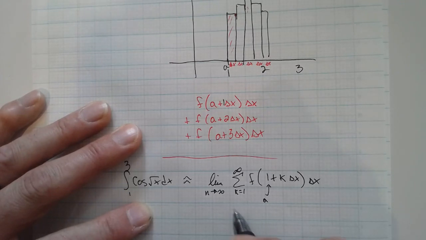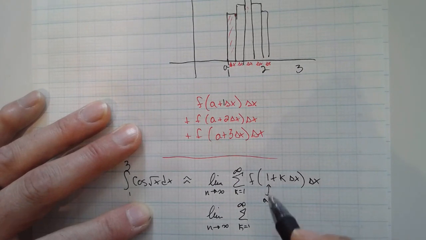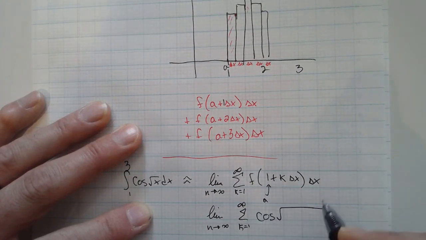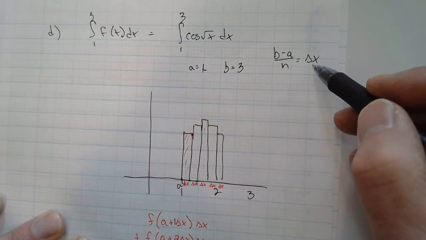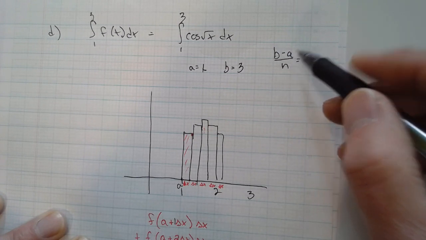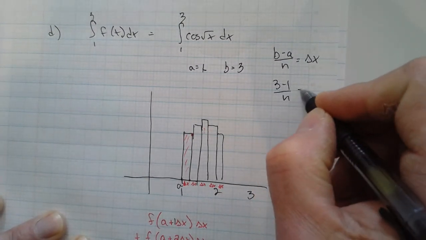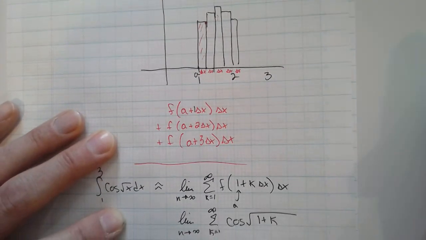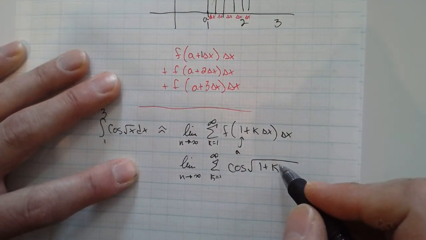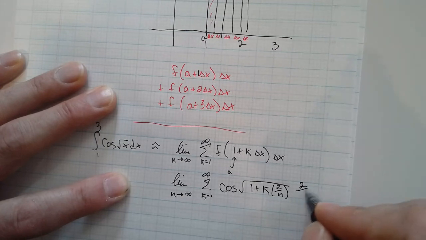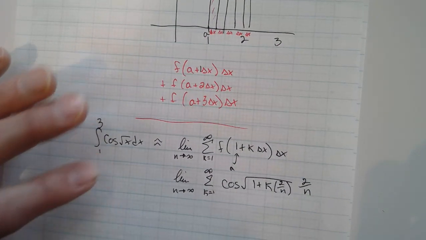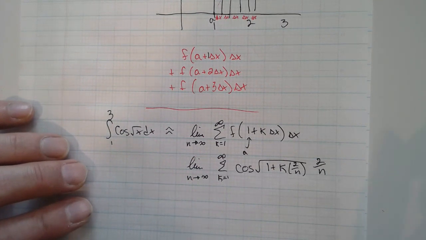Okay, so now just to fine tune it for this problem, our f function is the cosine of the square root of 1 plus k delta x, and then we can figure out what our delta x is because it's 3 minus 1 over n. So it's 2 over n. So k times 2 over n, and then delta x on the outside again is 2 over n. All right, so hopefully this makes sense.